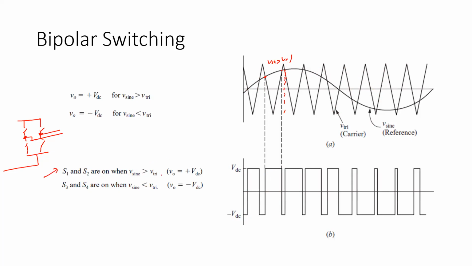If your reference is larger than the carrier, you turn on S1 and S2. S1 is here, S2 is here. So this will be VDC. If your sine is less than V triangle, you turn on S3 and S4. This will be minus VDC. So that's how this bipolar switching works.